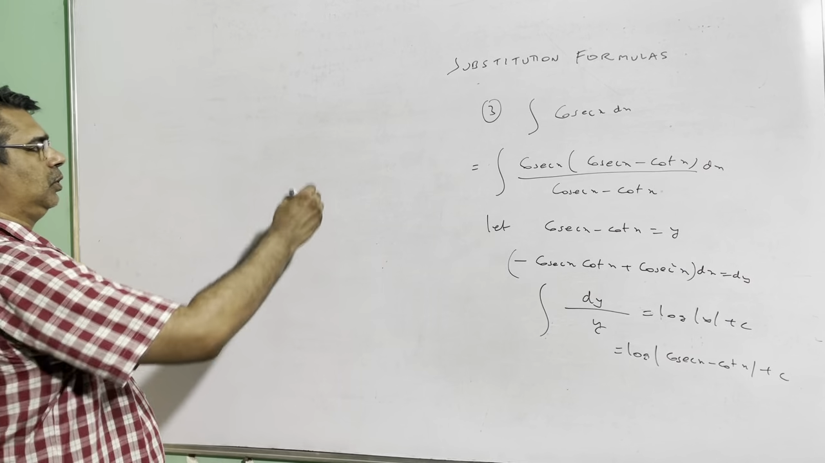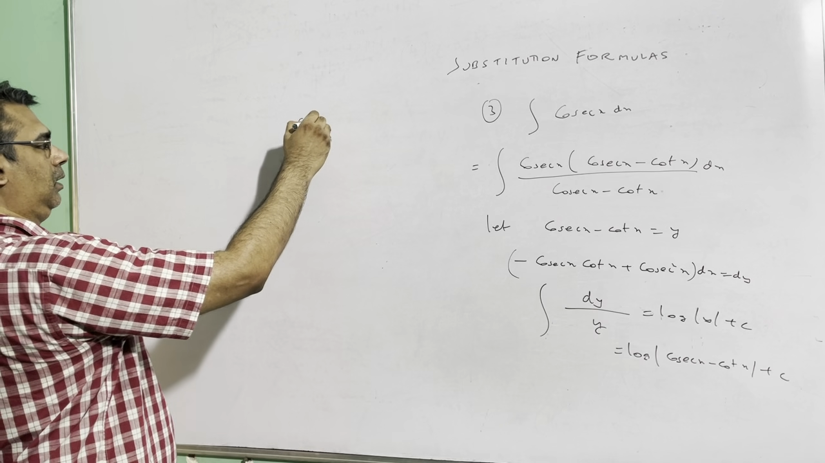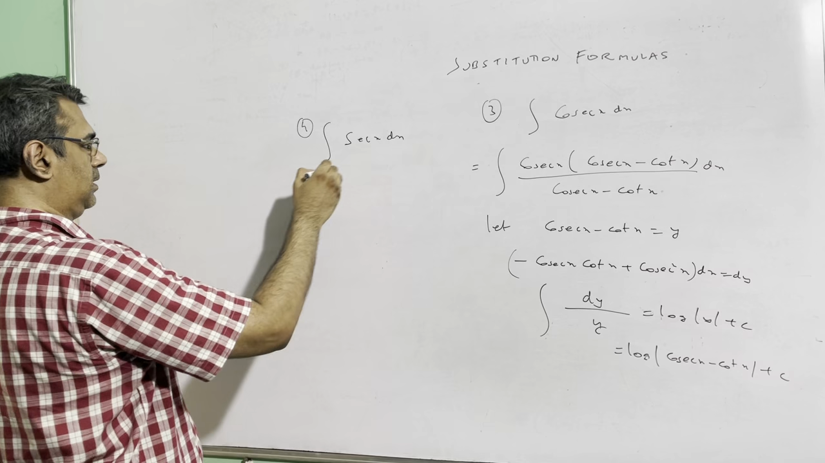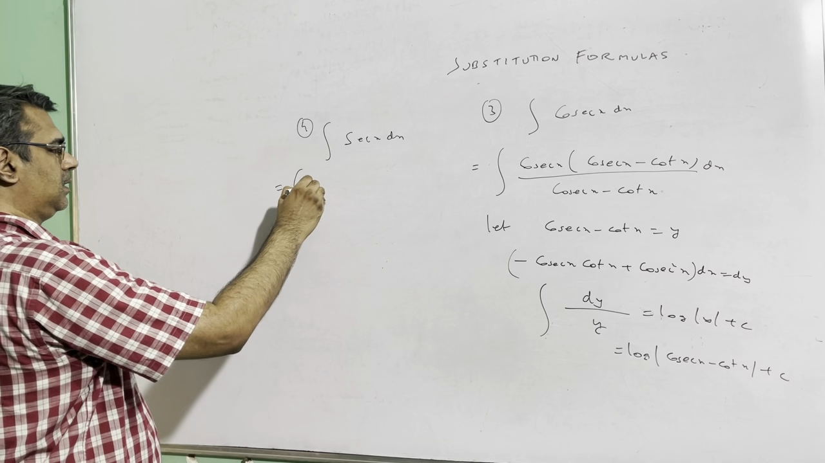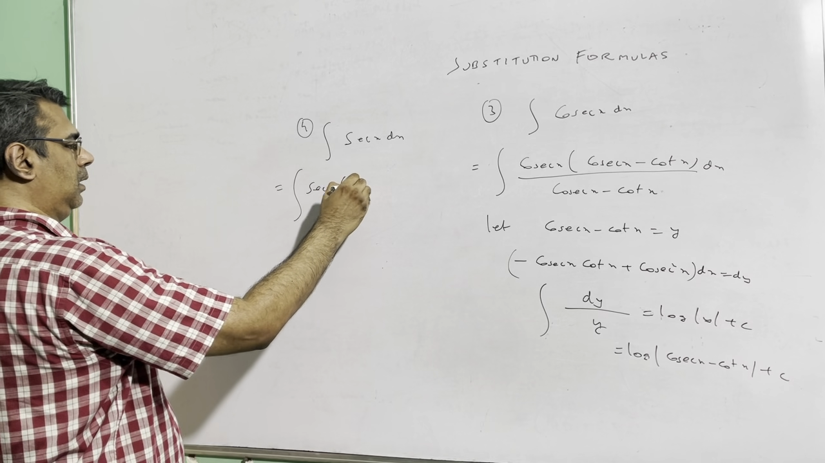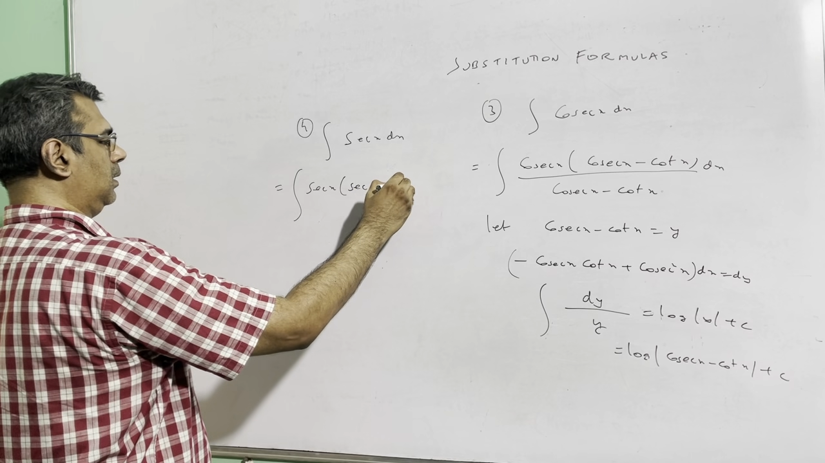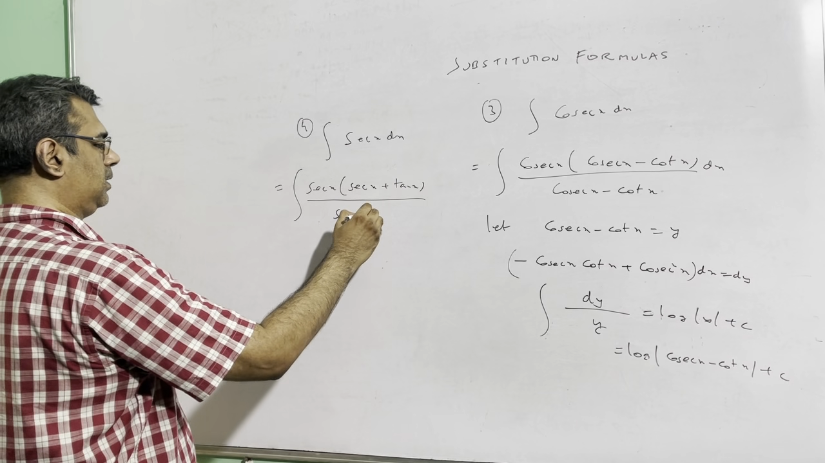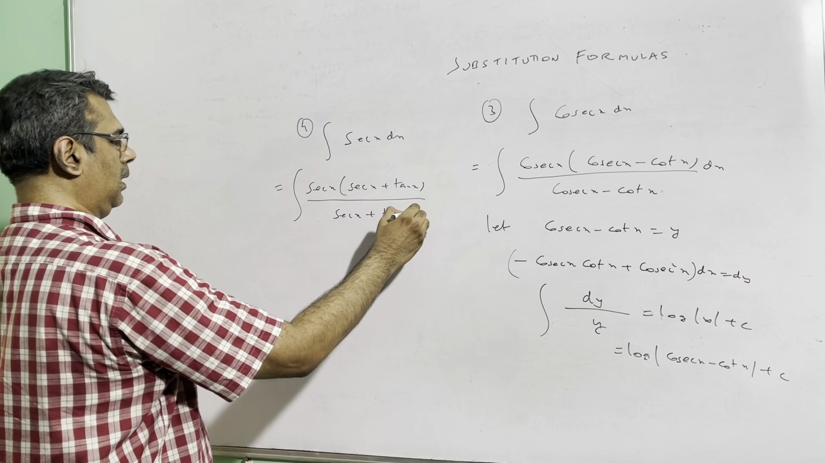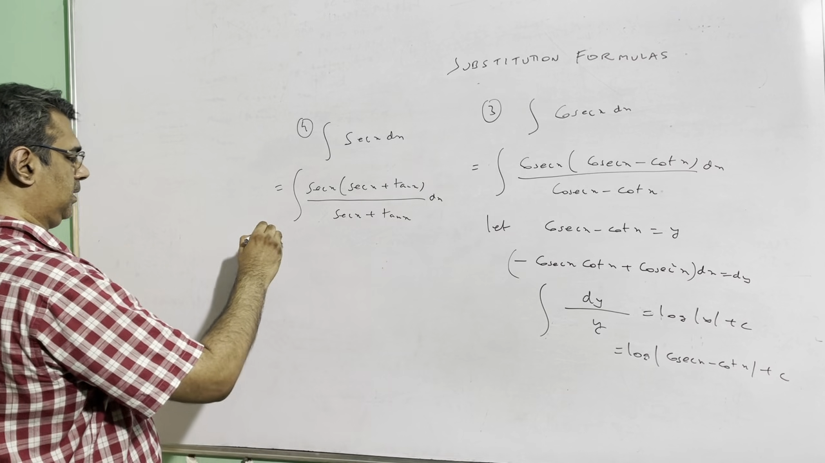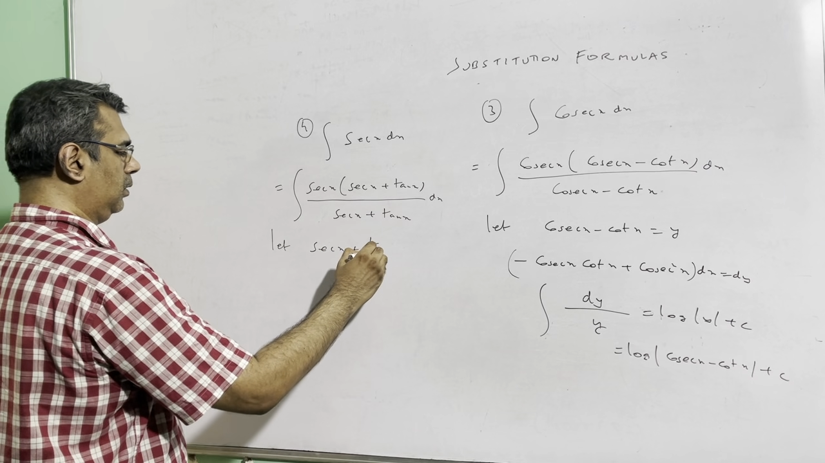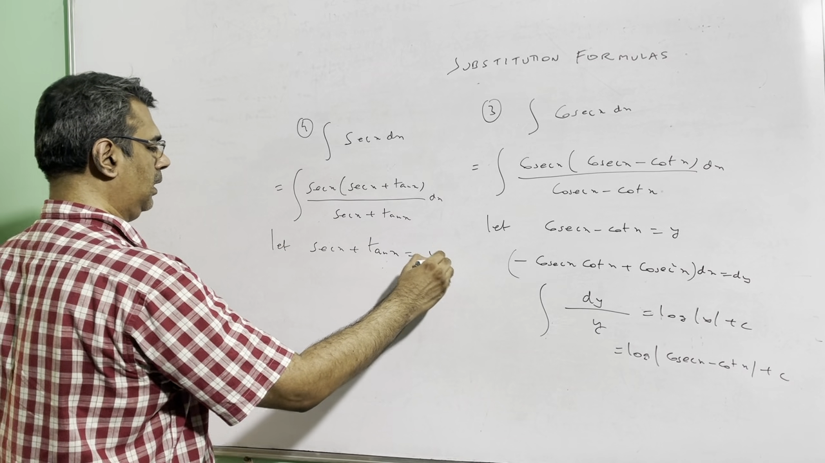Okay, now we come to the fourth formula of substitution, that is integration sec x. Now this has got a similar approach to the previous one. You just write it as sec x into sec x plus tan x divided by sec x plus tan x. Then, as you all are aware, you need to make your substitution.